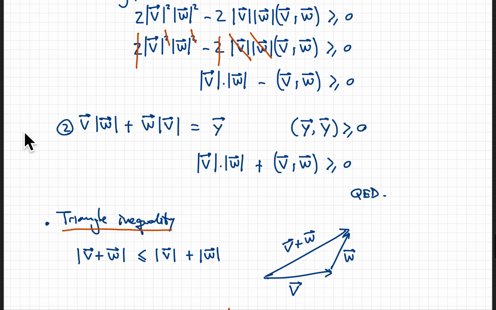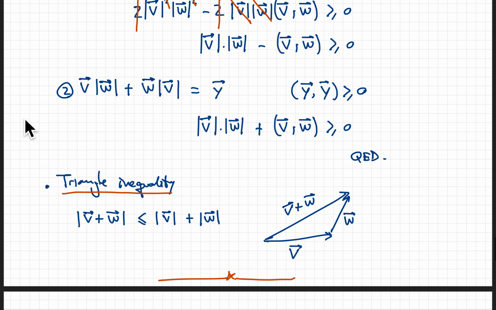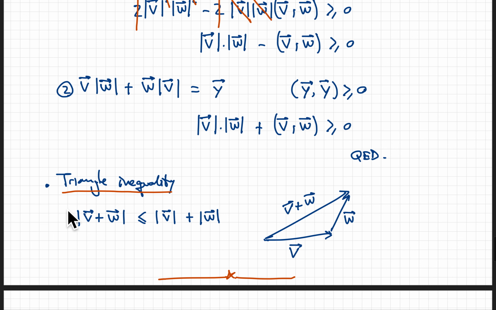Good. Finally, we also have something called the triangle inequality. That's also not difficult to prove using the Schwarz inequality. And it simply says that the magnitude of v plus w is less or equal than the magnitude of v plus the magnitude of w. And that's simply geometrically the idea that if you have a vector v and you add another vector w and we obtain v plus w, then this distance crossed by v plus w, which is the magnitude of v plus w, is always going to be less than summing those two distances.